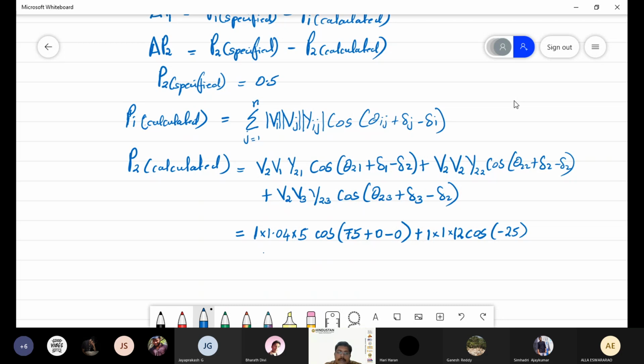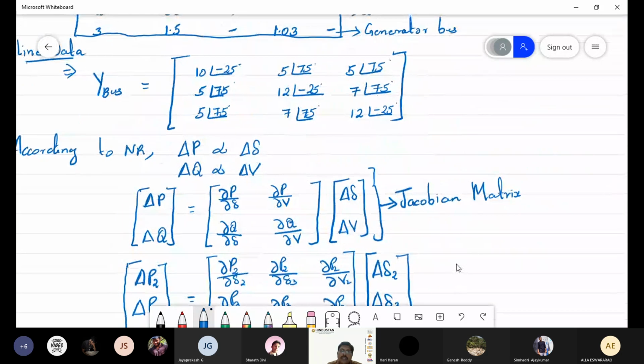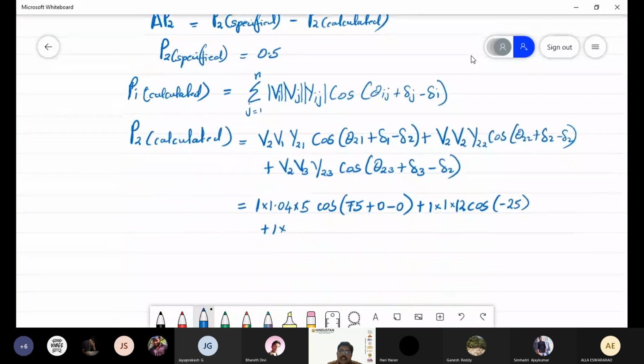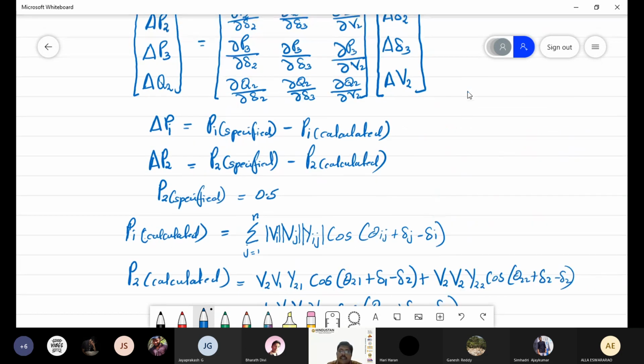So plus this term, that is the V2 value is again 1, and the V3 value is specified, right? V3 value is specified, that is equal to 1.03. Therefore here we are going to write the V3 value, 1.03, multiplied by Y23 value. We need the Y23 value and the theta 23 value.